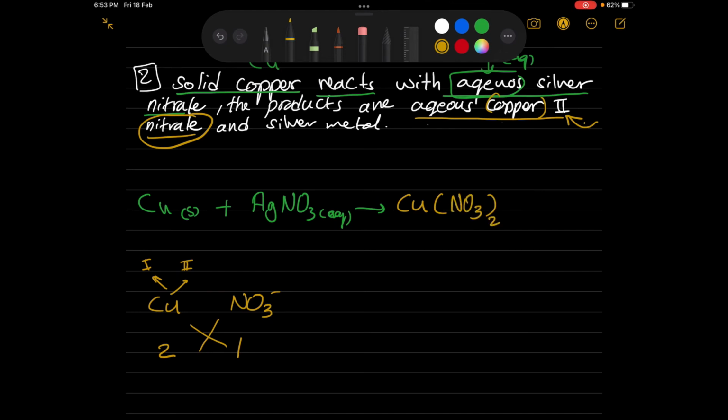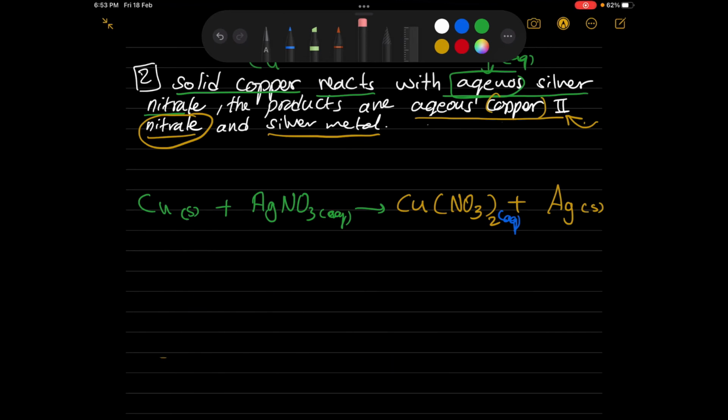Why did we put a bracket? Because if you didn't put the bracket, it looks like this: Cu, NO3, 2. No, you have to separate it, and that's why we put a bracket. And then we can say silver metal, Ag, a small silver like a metal. Don't forget to put aqueous, AQ. The second part of the question says we have to balance this equation. We have a beautiful equation, and it's time to balance it.